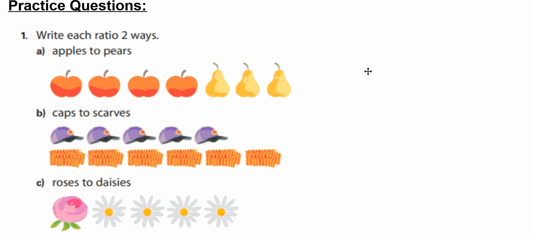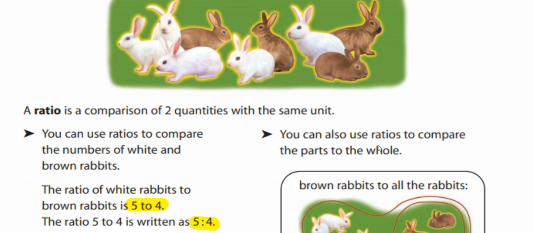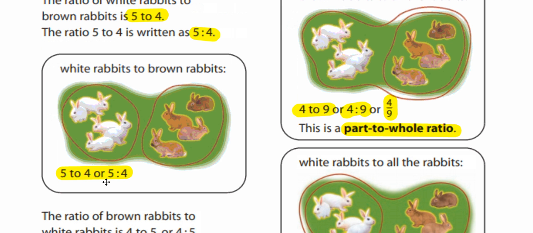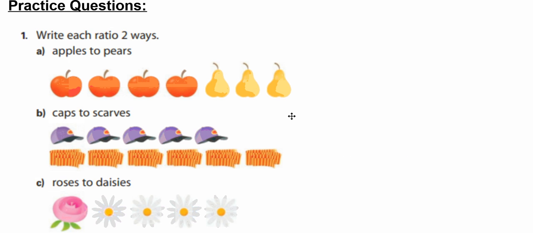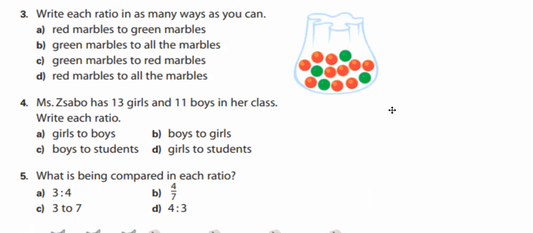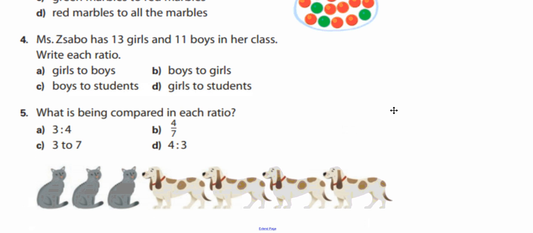So we have some practice questions here. Sometimes it doesn't always look like they're the same type of thing, but we can call this one fruit and this one clothing. As you go through, you're going to compare apples to pears, caps to scarves, roses to daisies, and make sure that the number of the first thing comes before the number of the second thing. When it talks about writing in two ways, that is when we go back to all these different options: using the word, using the colon, or using the fraction if you're comparing to the whole group of whatever you have. So there are several examples here for you to try out. If you have any questions, please let me know.